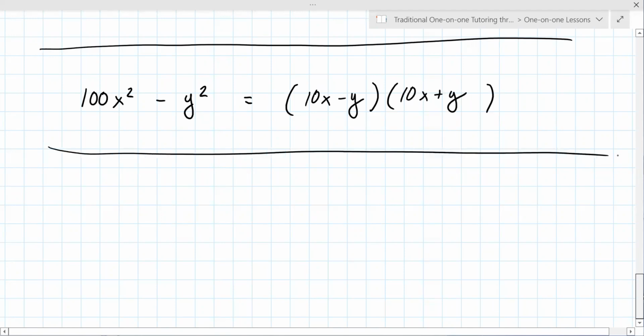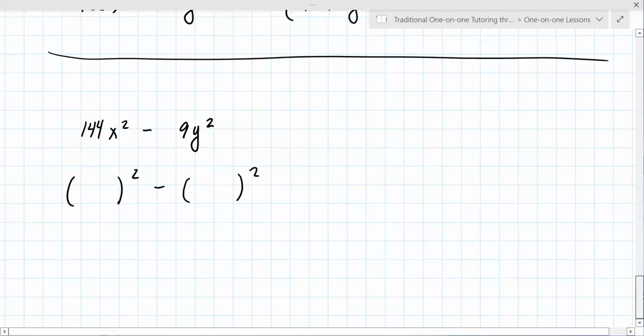Now what can also happen is both positions could require you to do this. So let's say it's 144x squared minus, let's go, 9y squared. You could actually have an A and a B that are more complicated in both positions. So go ahead and give this one a try. See what you come up with.